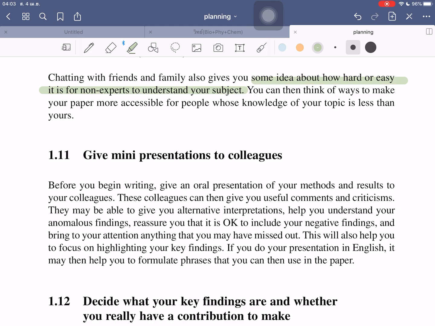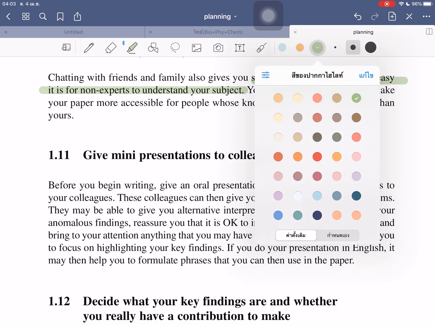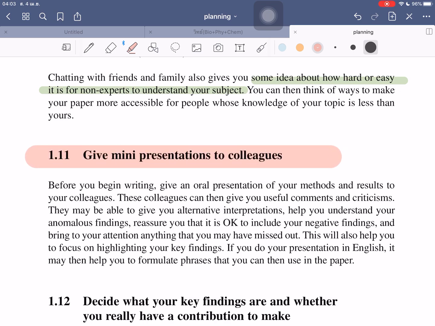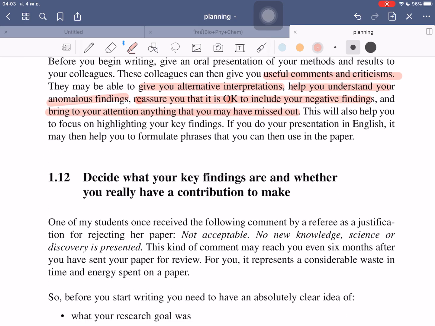11. When you have your paper, it is a good idea to give a mini presentation to colleagues. Your colleagues could be your friends in the class. For what? For useful comments and criticism. They can give you alternative interpretations. They can help you understand your anomalous findings. They can help reassure you that it is okay to include your negative findings, and they can help bring to your attention anything that has been missed out. Talk to your friends.